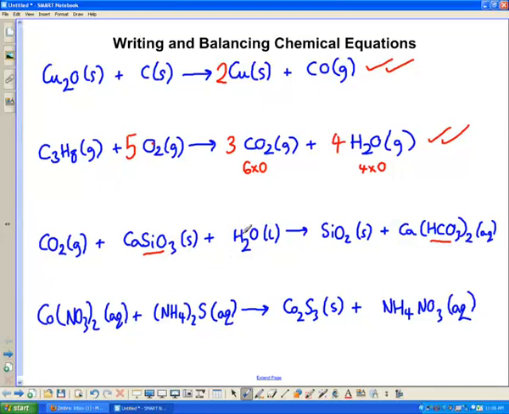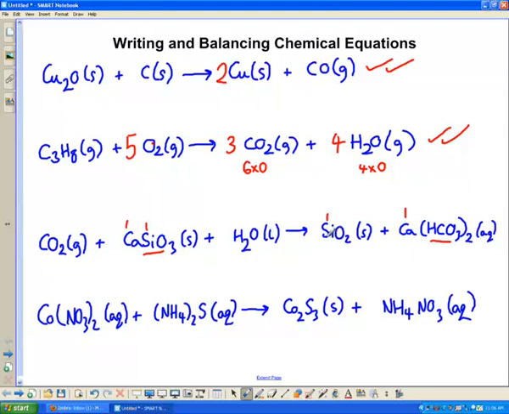Now remember what we said before, let's leave the hydrogen till the end, let's leave the oxygen till the end. Let's look at the calcium and the silicon first. So you can see we've got one calcium, alright? We've got one silicon. This is looking pretty simple so far.